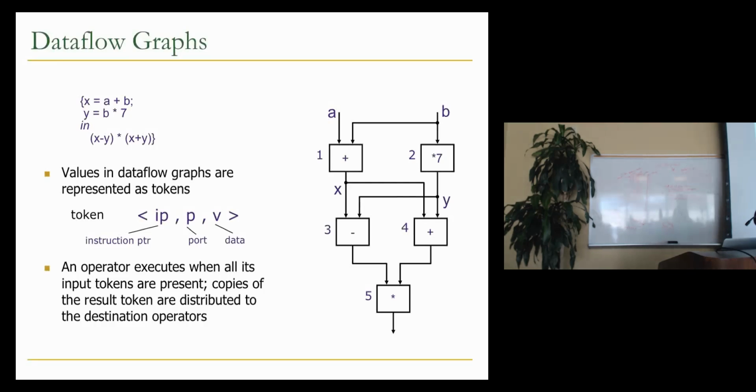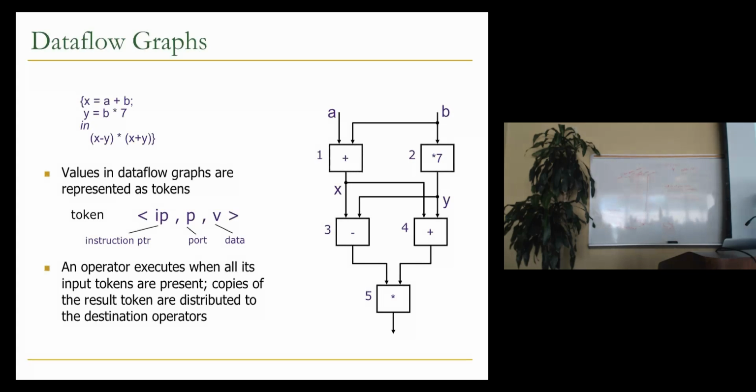The values in the data flow graphs are represented as tokens. So I've talked about the tokens. What are these tokens? What do they look like physically? Basically, a token specifies which instruction pointer address should receive this value, right? The port of the instruction pointer, which operand of the instruction should receive this value, and the data value itself.